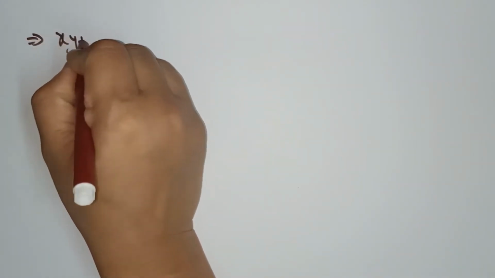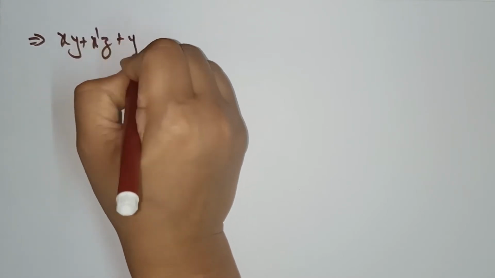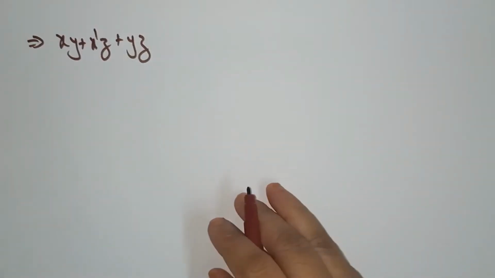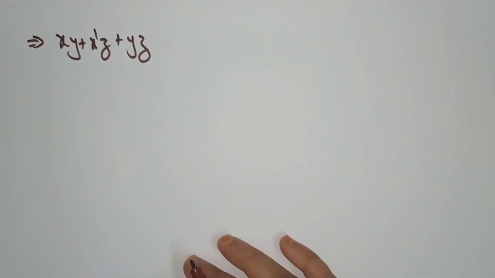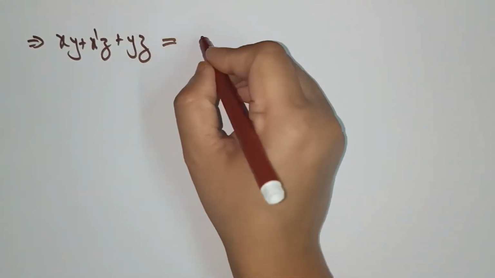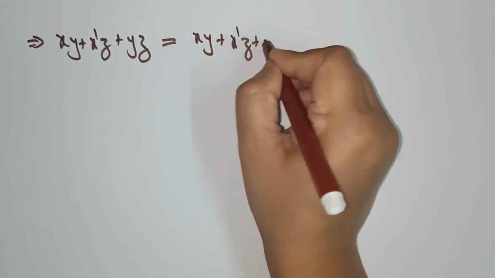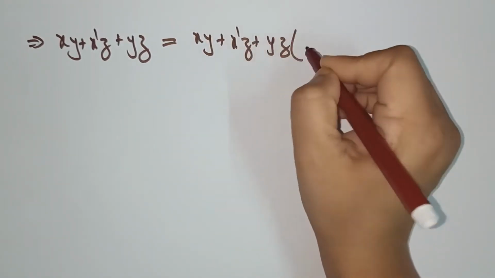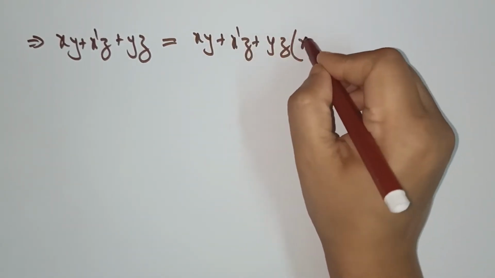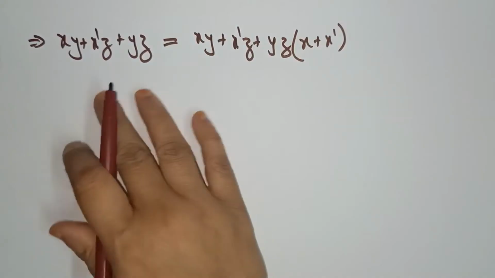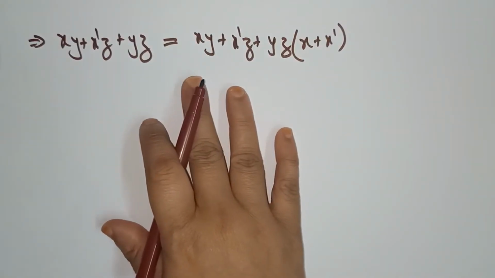Okay, so let's take an example: xy plus x dash z plus yz. Here I am using three AND gates, and one NOT gate and one OR gate. Try to reduce this expression. How can I reduce it? A simple thing: xy plus x dash z plus, I am taking yz into (x plus x dash), because I didn't get any common factor to do the operation.